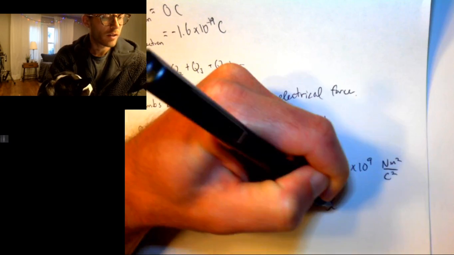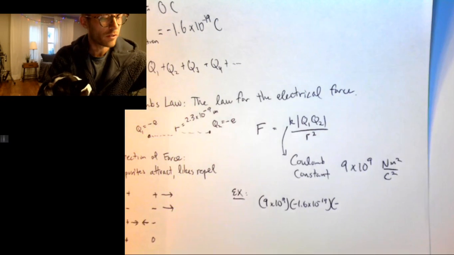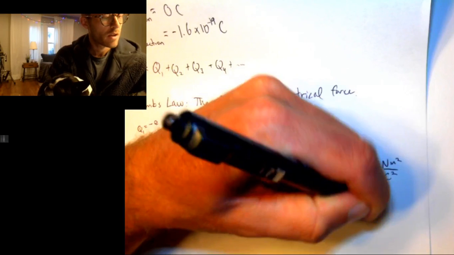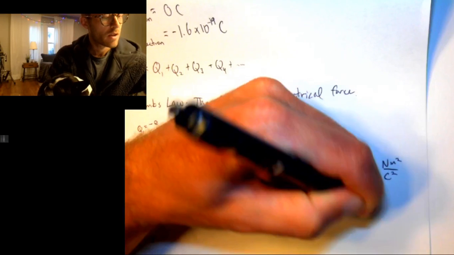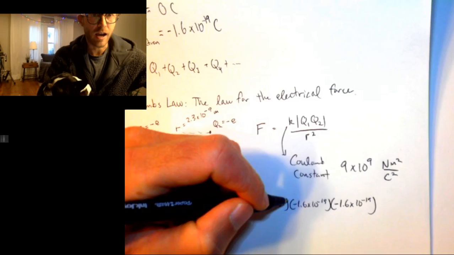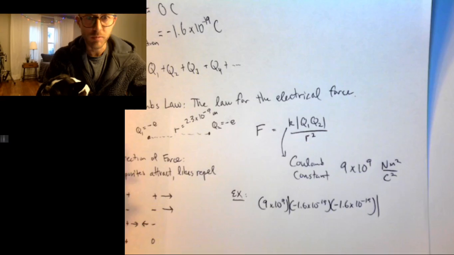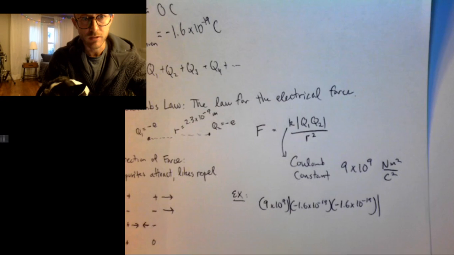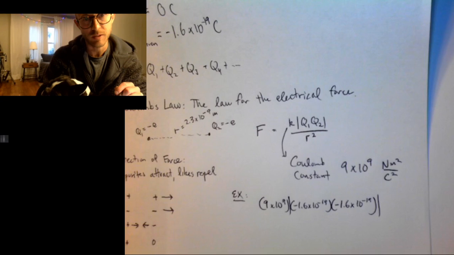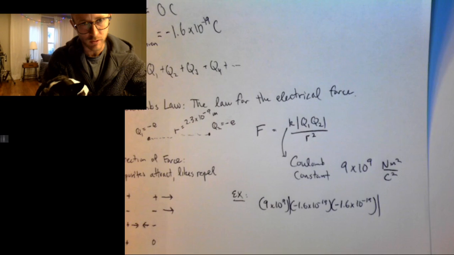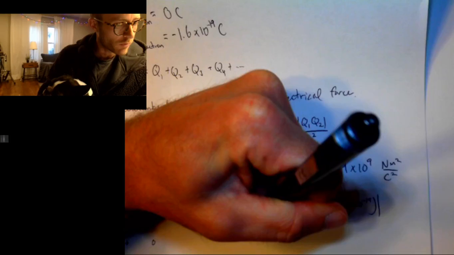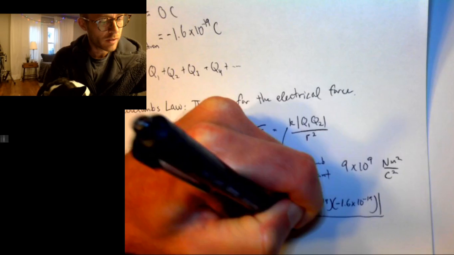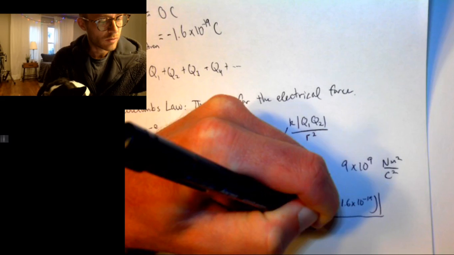Times Q2, which is also minus 1.6 times 10 to the minus 19. And I'm doing the absolute value of those. Keep in mind, this is going to give you 1.6 times 10 to the minus 19 squared. Not 2 times 1.6 times 10 to the minus 19, but squared. And then we divide that by the distance between them, 2.3 times 10 to the minus 9, that squared. And we get a force.